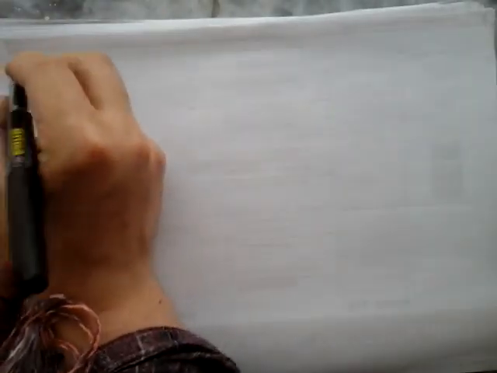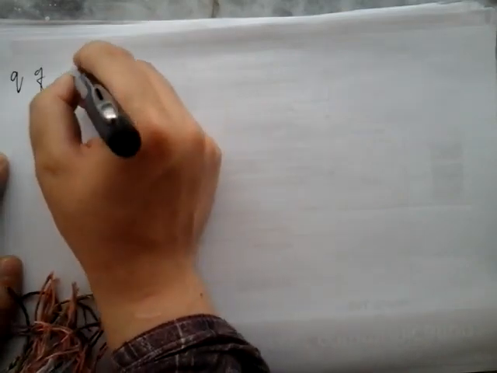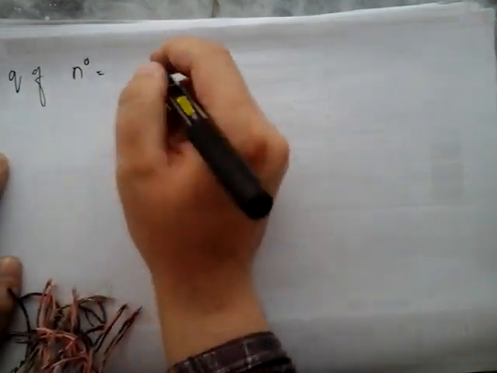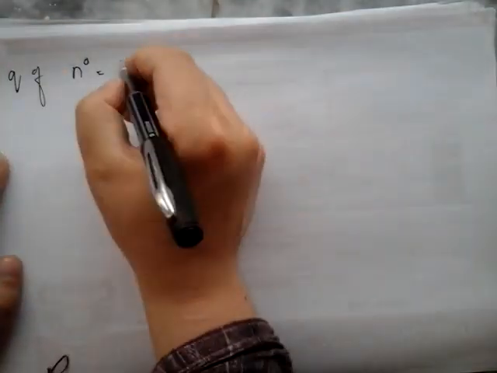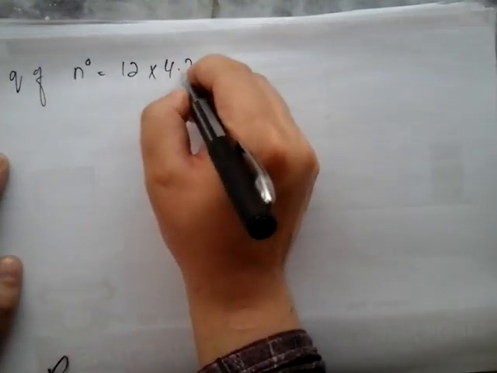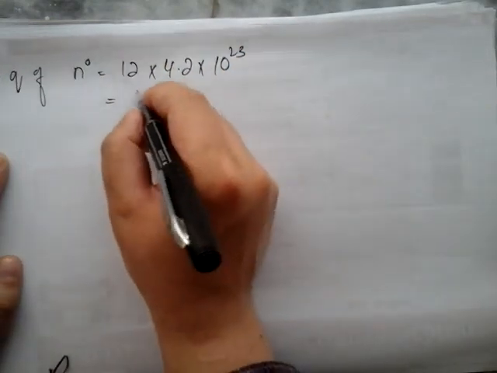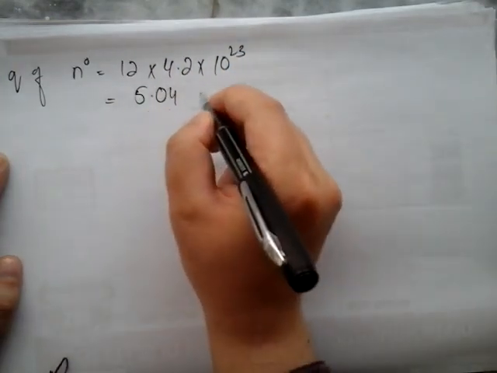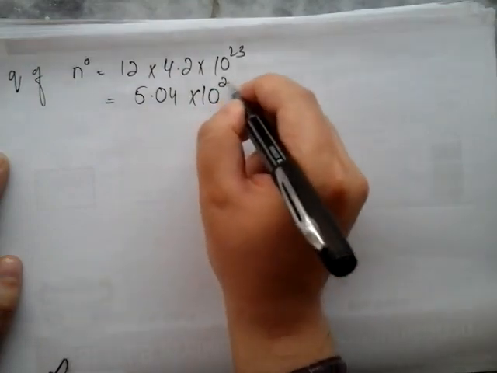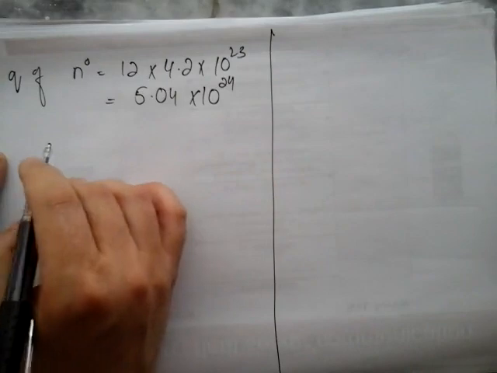Next, coming to the quantity of neutrons, we know that the neutron number is also 12. So 12 is going to multiply with 4.2 into 10 raised to power 23, and it will be the same, 5.04 into 10 raised to power 24. So these are the number of neutrons.